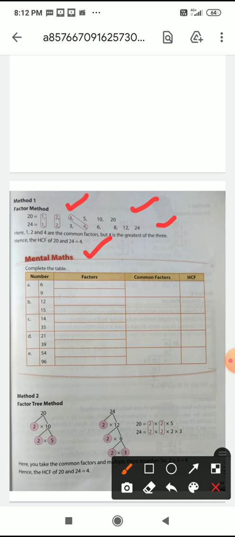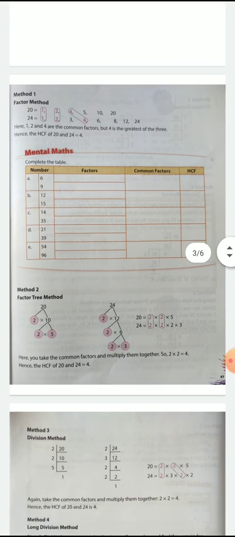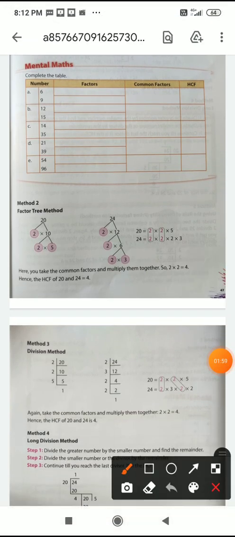Then method 2. Here you see the factor tree method. Here we take the common factors and multiply them together. So 20, how do we get 20? If we multiply 2 and 10 we get 20. Again, how do we get 10? If we multiply 2 and 5 we get 10. So these are the common factors.